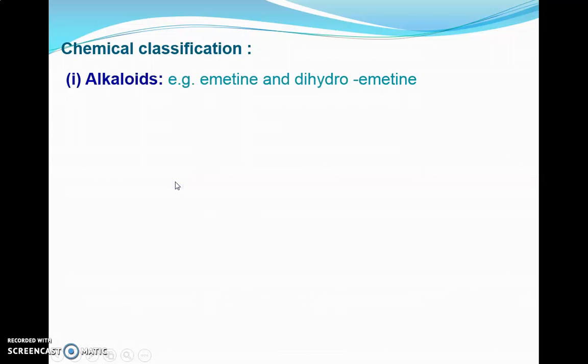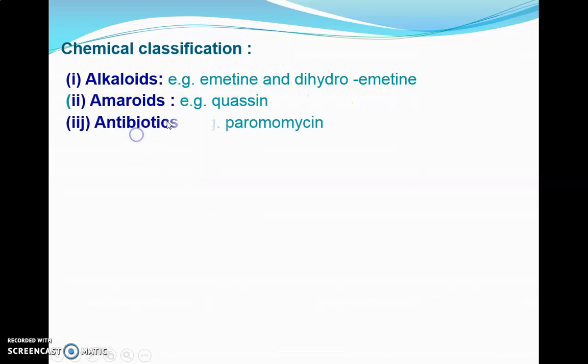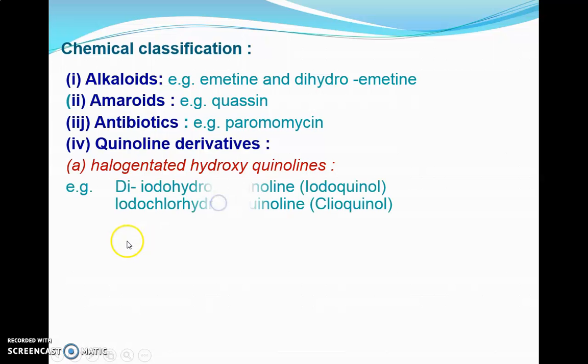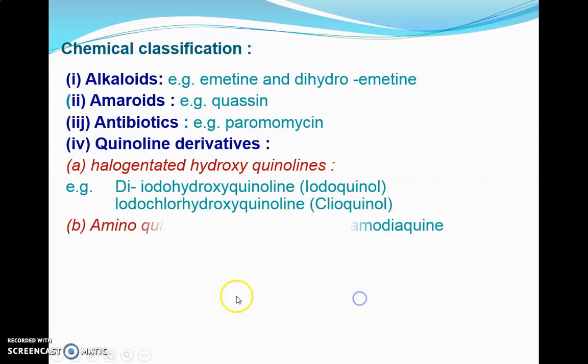Now, as far as the chemical classification of these antiamoebic agents is concerned, first is alkaloid, examples emetine and dehydroemetine. Next is amaroid, the example is quinine. Next is antibiotic, paromomycin is an antibiotic which is used as an antiamoebic. Quinoline derivative, that is halogenated hydroxyquinoline: diiodohydroxyquinoline is called iodoquinol, and iodochlorohydroxyquinoline is called clioquinol.